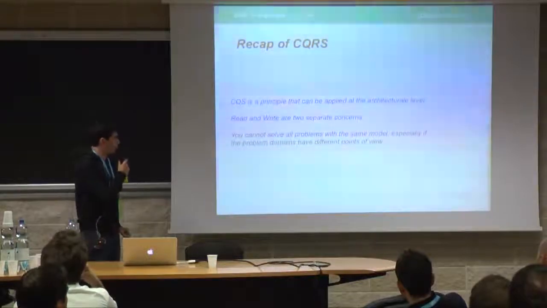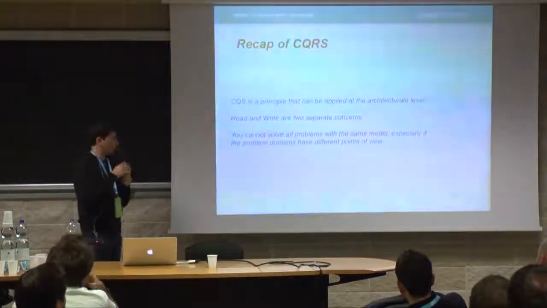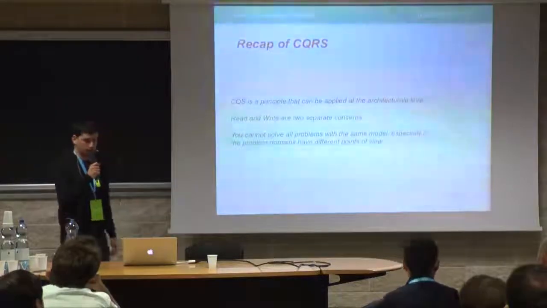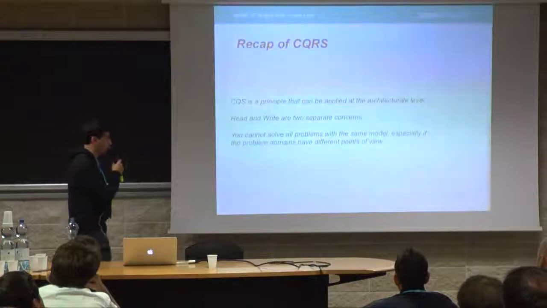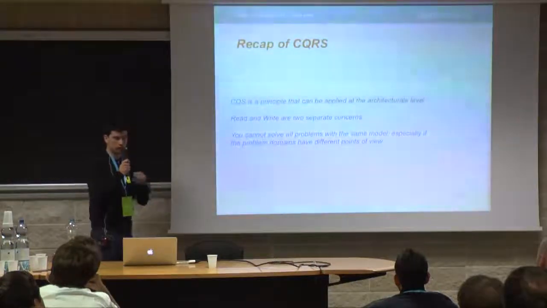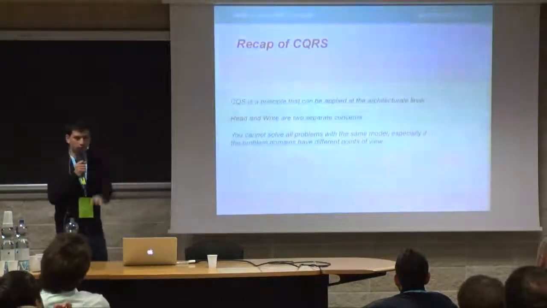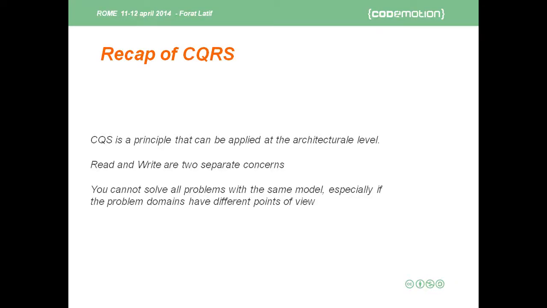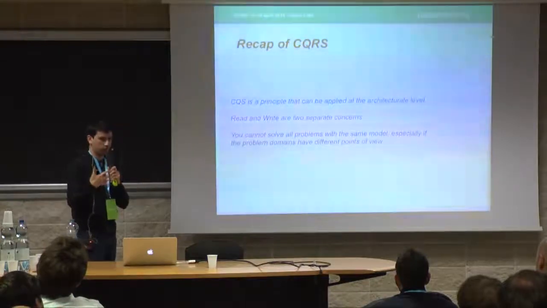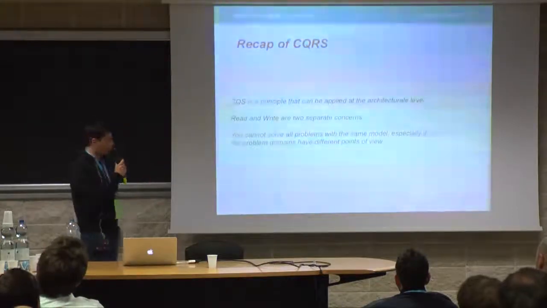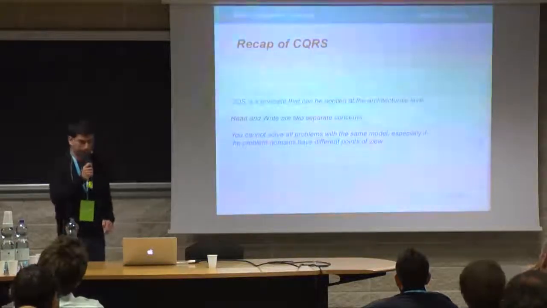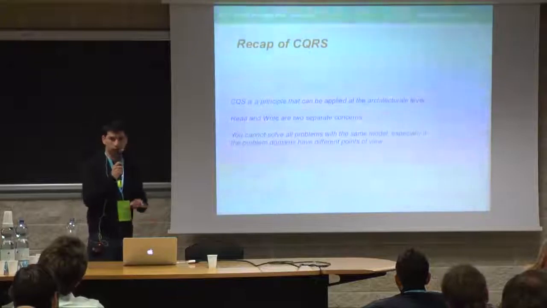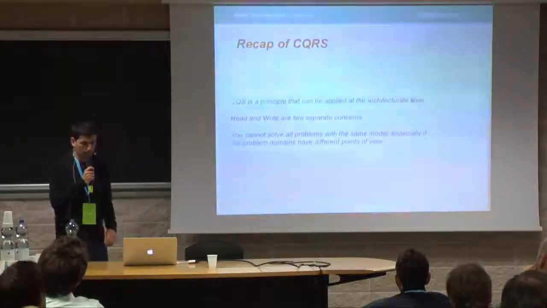To recap, CQS is a principle that we can use at an architectural level, sorry. The read and write model are two separate concerns. It's like the bounded contexts we just saw. We just saw that inventory is different from the e-commerce, and also the query model is different from the write model because what we see on the screen is not relevant to the operations we perform on our domain. And you cannot solve all the problems with a single model. You need to have multiple models to solve many problems efficiently.